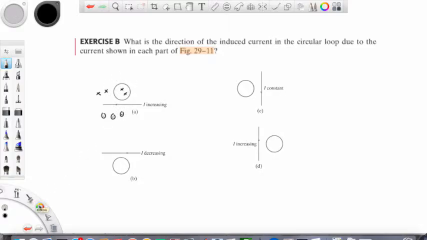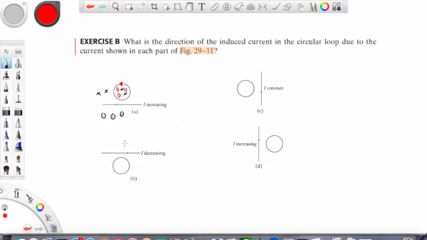So according to Lenz's law, this loop wants to create a field that opposes that external field. So it will try to produce a field like this out from the screen, and according to the right-hand rule, the direction of the current is therefore counterclockwise.